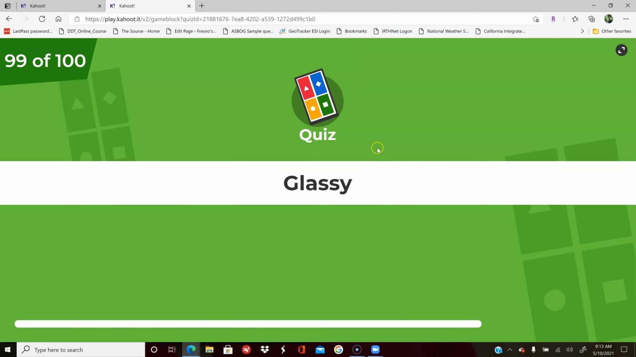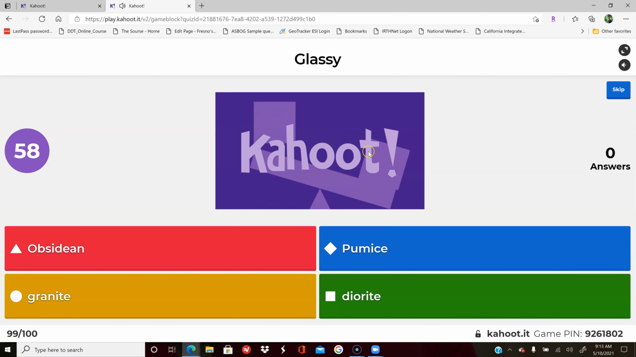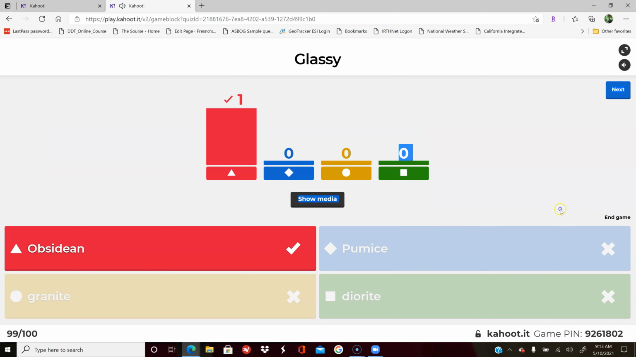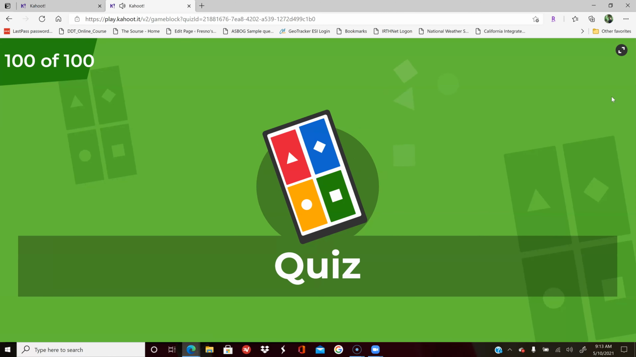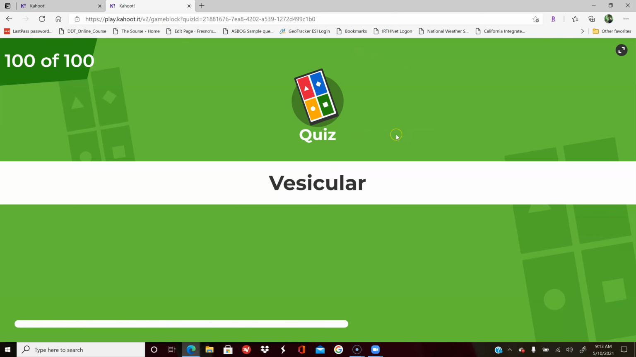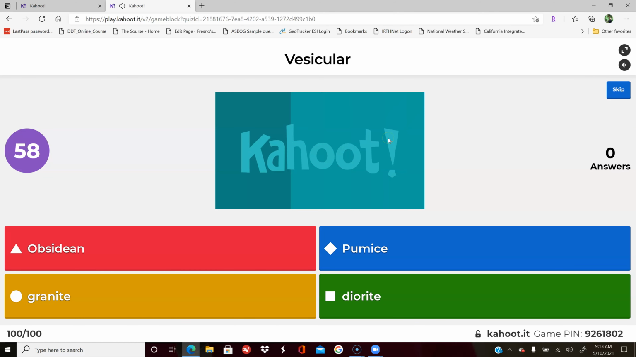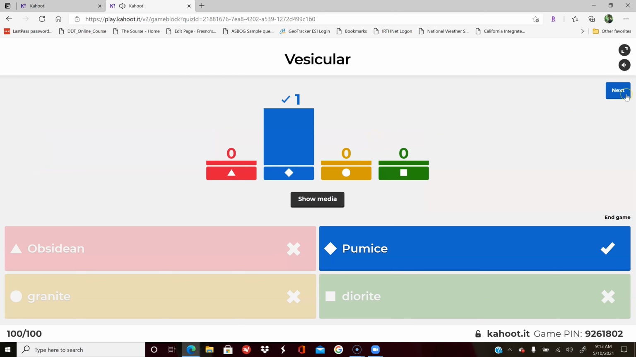Which of these is glassy? Obsidian, pumice, granite, or diorite? Obsidian has a glassy texture. And the last one here. Which one has a vesicular texture? Is that obsidian, pumice, granite, or diorite? That would be pumice.